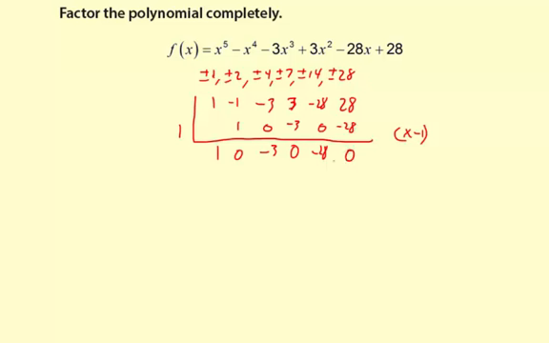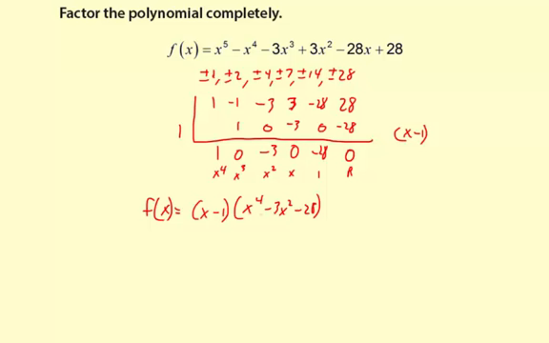Add to get 0. Okay, so this is going to be the x to the fourth term. This is x to the third. This is x squared. This is x. And this is going to be the constant term. And this is the remainder of 0. Now, since there's a remainder of 0, I know for sure that 1 is a zero and x minus 1 is a factor. So let me write what's left here. We have the x minus 1 that's factored out, and we have x to the fourth minus 3x squared minus 28. And that's f of x equals.